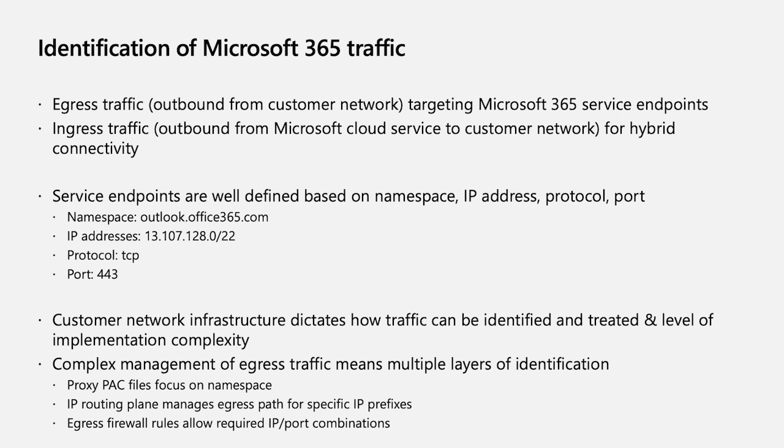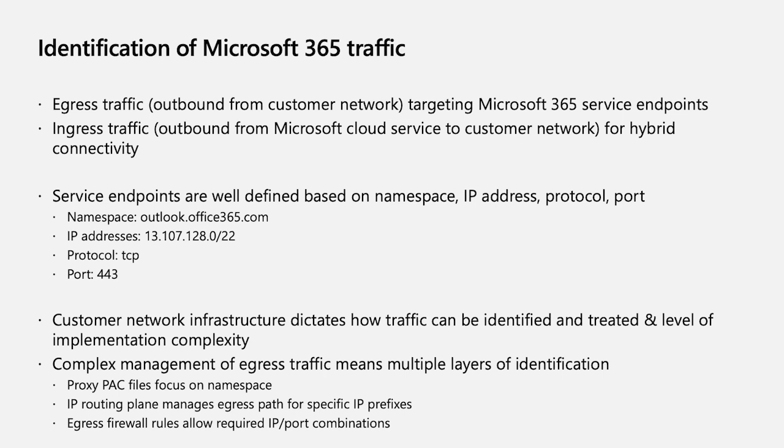And these are going to be defined based on some combination of four different attributes: the namespace or the FQDN that the client is attempting to reach, the IP address or addresses, could be a specific address or a range of addresses, the protocol, whether it's TCP or UDP, and the destination port. Not all these attributes are defined for every service endpoint that we document. We provide as much information as we can based on the type of traffic that it is and the category of traffic. And I'll get into that in a little more detail in a moment.